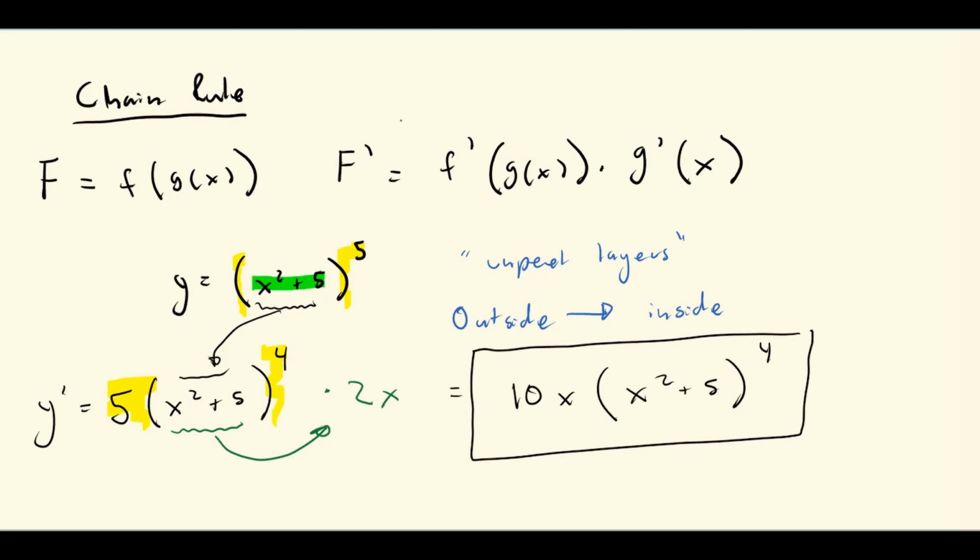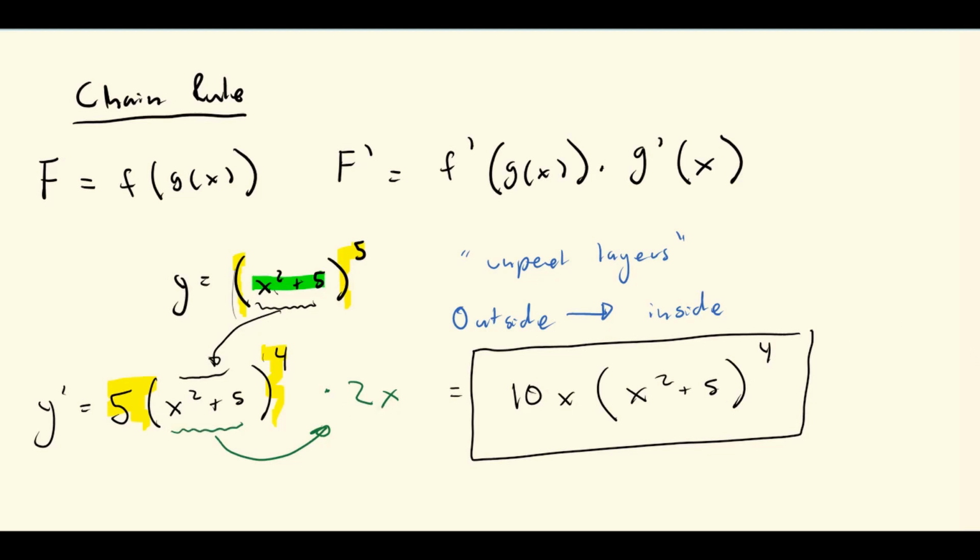So once again, what we did is we identified the outside layer as being the 5th power function, and the inside function as being x squared plus 5. And then the chain rule says that we go from outside to inside, so we took the derivative of the outside function. Using the power rule, we brought the 5 down, we subtracted 1 from that 5, we got a 4. We're keeping the inside function alone for now, but then we multiply by the derivative of the next function, which was x squared plus 5, which was 2x, and then we rewrote it a little bit better.